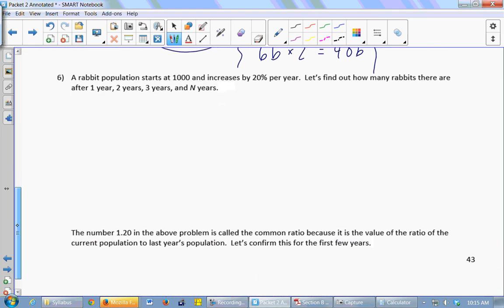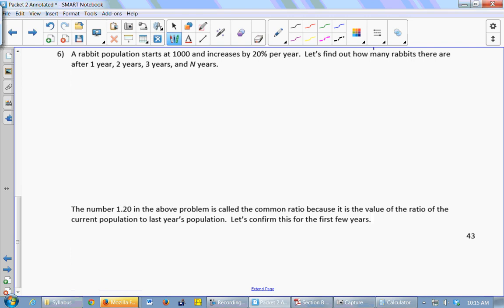All right, so here's a new example. A rabbit population starts at 1,000 and increases by 20% each year. Let's find out how many rabbits there are after 1 year, 2 years, 3 years, and n years. So we'll have n for years, r sub n for rabbits, and April, yes, I randomly picked capital R to represent my population because it's rabbits. You could pick any letter you want. You could call it P for population.